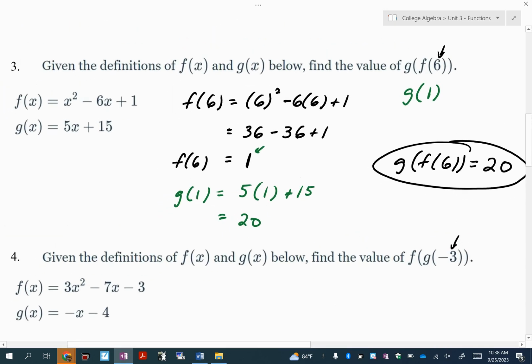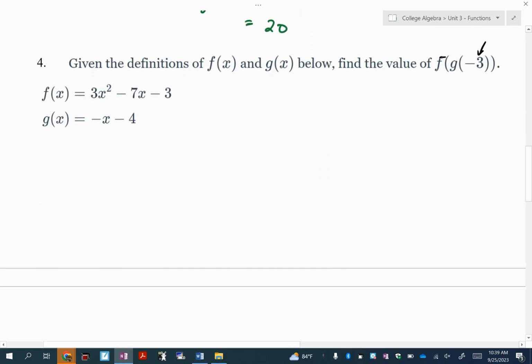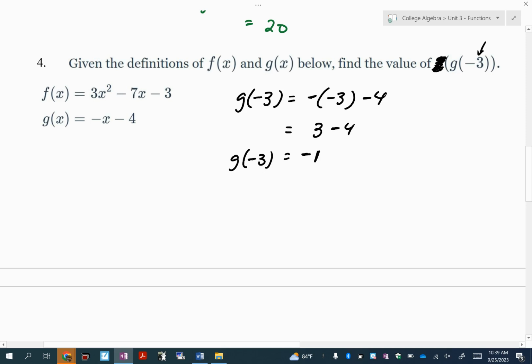All right, that's the process I do for composition when it is a number. So let's do the same process here for f of g of -3. Again, I imagine this is not here. I am going to erase that once I get this value. So g of -3 is the opposite of -3 minus 4. The opposite of -3 is 3. And 3 minus 4 is -1.